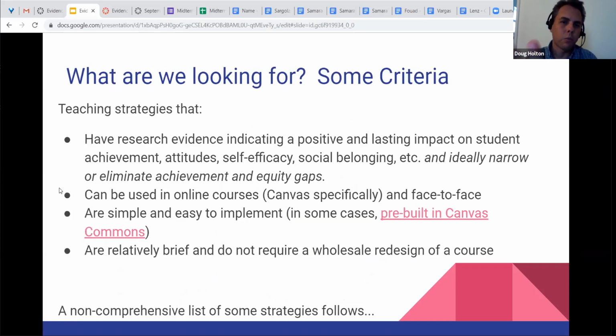What I was basically targeting in this resource that I'm sharing here today is strategies that work for online courses too, not just face-to-face. I was looking for strategies that are kind of brief and easier to implement. They don't require redesigning your whole course. And then, like I mentioned before, I was looking for strategies that not just improve student success on average, but also reduce equity gaps or achievement gaps and things like that.